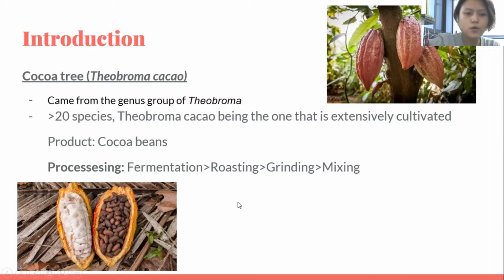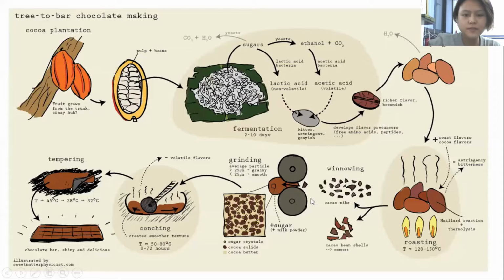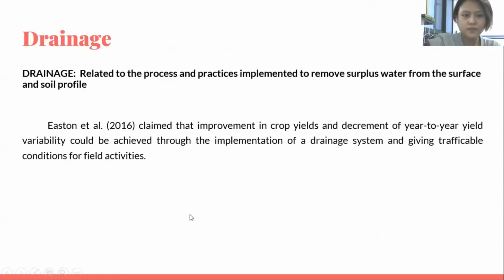The product of the cocoa tree is the cocoa beans, which require processing including fermentation, roasting, grinding, and mixing before being processed into another edible product. This is an illustration of the process that cocoa beans go through to turn into products such as chocolate bars, cocoa powders, or other edible products. Okay, so I will continue the presentation, which is about drainage.